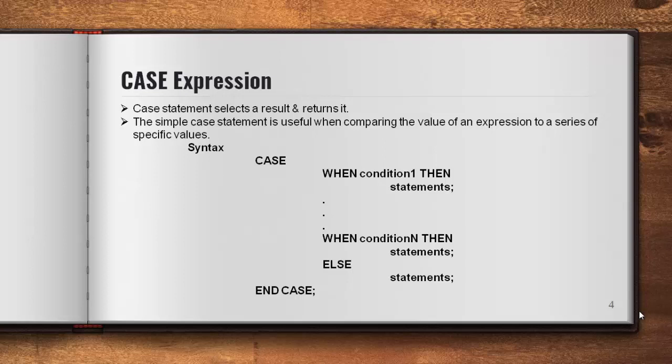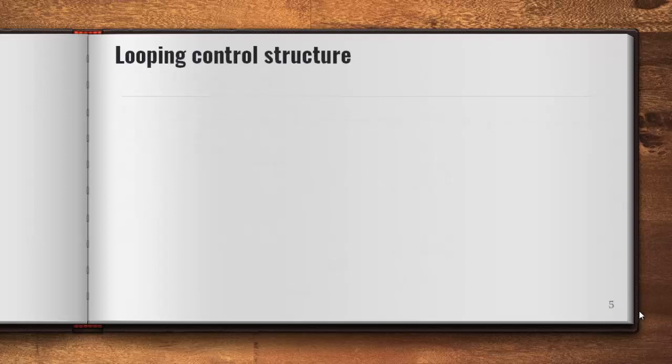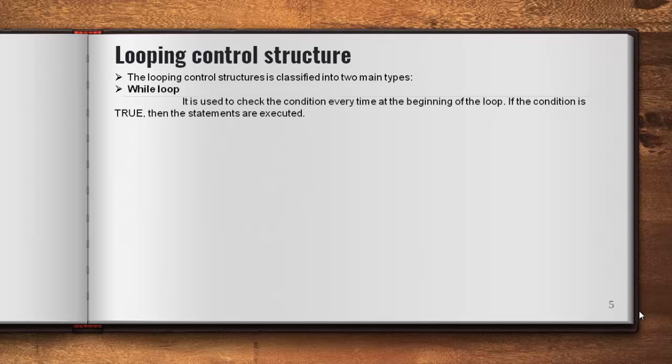And the third and final category is the looping control structure. This looping control structure is again classified into two main types. Number one is the while loop, which we already know. The while loop checks the condition at the beginning. If the condition is true, it executes the statements present inside. If the condition is false, it exits. It happens the same way here. The syntax of the while loop is: while condition, then the keyword do, and inside that we provide the statements, and when ending, we end with end while and a semicolon.